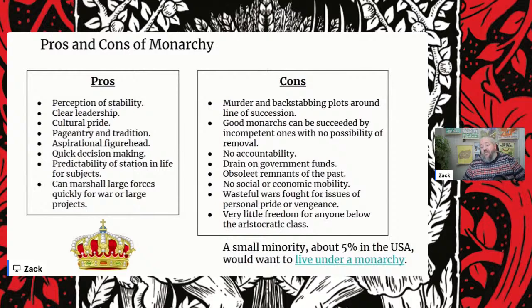Look at Game of Thrones, which is a dramatized version of actual events, the War of the Roses, where monarchs were usurping each other left and right. Good monarchs can be succeeded by incompetent ones with no possibility of removal. Again, Game of Thrones is a really good quick reference. They talked about how every time the Targaryens take the throne, the gods roll the dice. I'm butchering the phrase, but basically, for them, it was a crapshoot whether you're going to get a mad king or an actual good and wise and fair and just ruler.